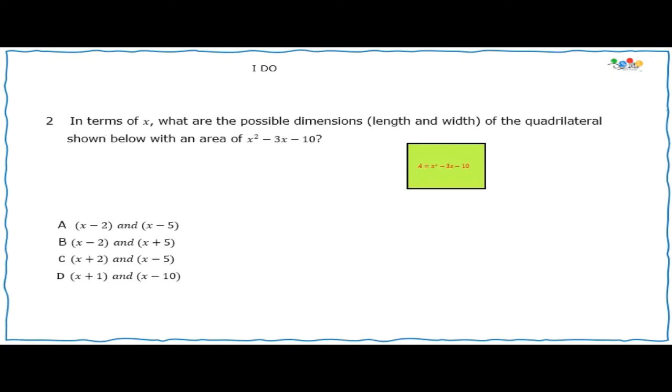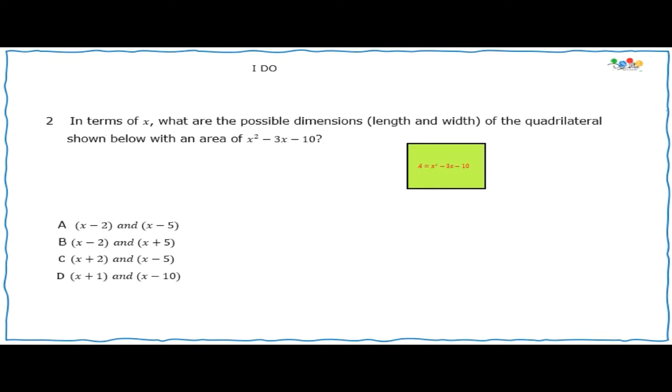Hello, students. So, let's do the next problem. The question says, in terms of x, what are the possible dimensions, length and width, of the quadrilateral shown below with an area of x squared minus 3x minus 10?